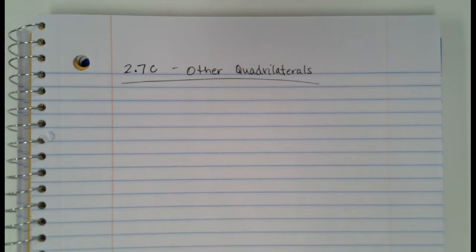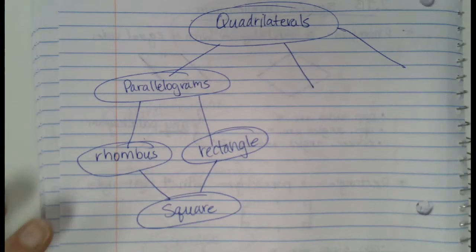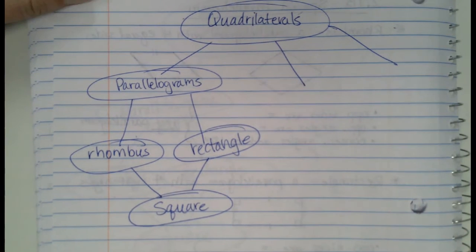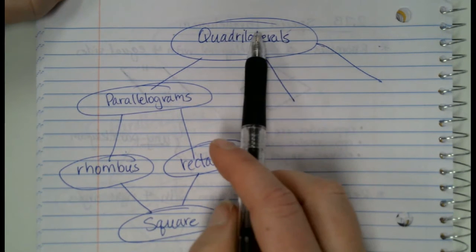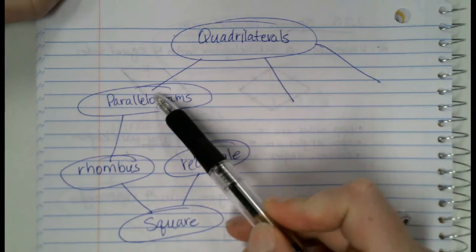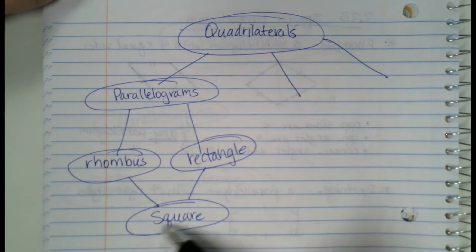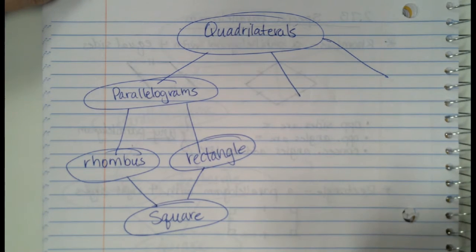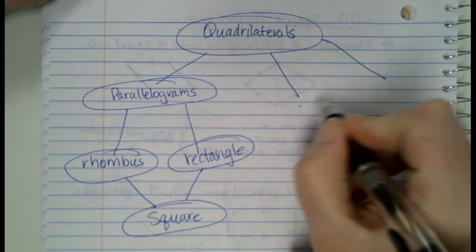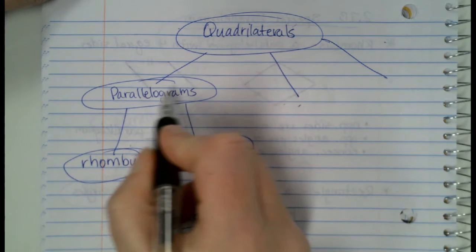Okay, today we're going to talk about the other kind of quadrilaterals, but first I do want to go back to this map and finish this up. So we talked about quadrilaterals. In the quadrilateral family we have our parallelograms, and within that family we have these three special ones. Today we're going to talk about two things that fit over here that are not parallelograms.